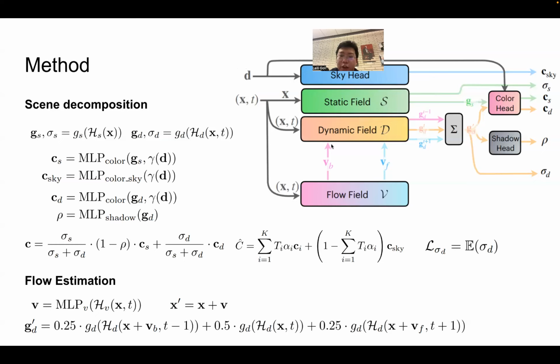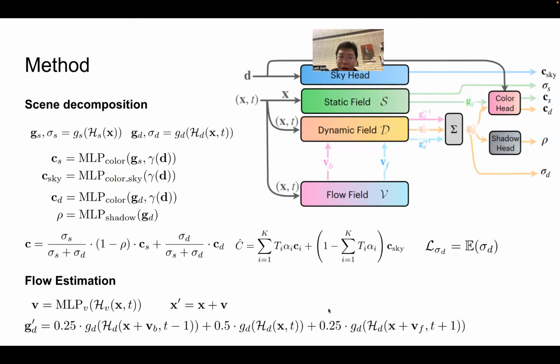And then for the dynamic fields, they do a forward flow and a backward flow, which are V_F and V_B here. And so given the translated point, X plus V_B, you will get the position of this point at the last time step, and you get the feature. And you pass it to the dynamic MLP, and you get the features for this point at the last time step. And you get the features at this time step, and you get the features at the next time step.